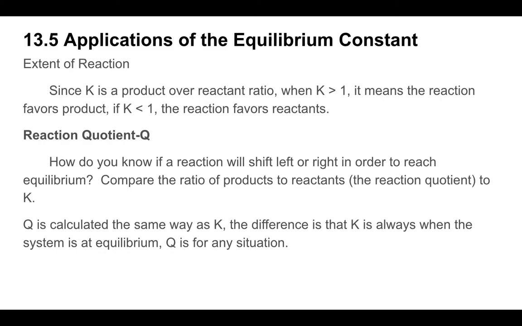Q is simply your reaction quotient. It's your products over reactants. K is the value that the reaction quotient should have to be at equilibrium. So Q is the more general application of that law of mass action, where you take the products over reactants. K is specifically when you are at equilibrium, what is that ratio going to be?